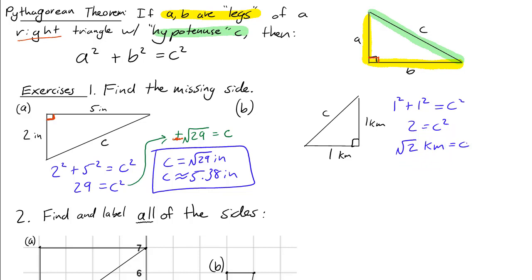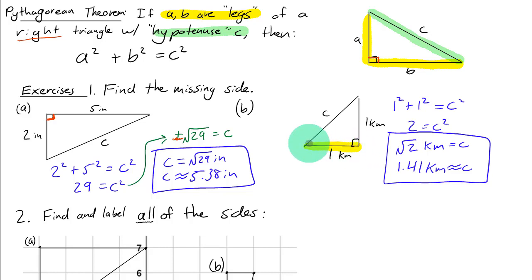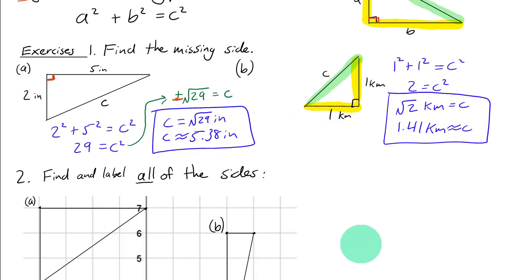And that turns out to be about 1.41. Approximately 1.41. That kind of makes sense. You can tell it's longer than 1 because this distance here is 1, and this going diagonally is going to be longer than that. You can also tell it's shorter than 2 because if you went this way and then up this way, that would be 2 kilometers. But going diagonally is going to be a little shorter than that. So it turns out it's about 1.41 kilometers.